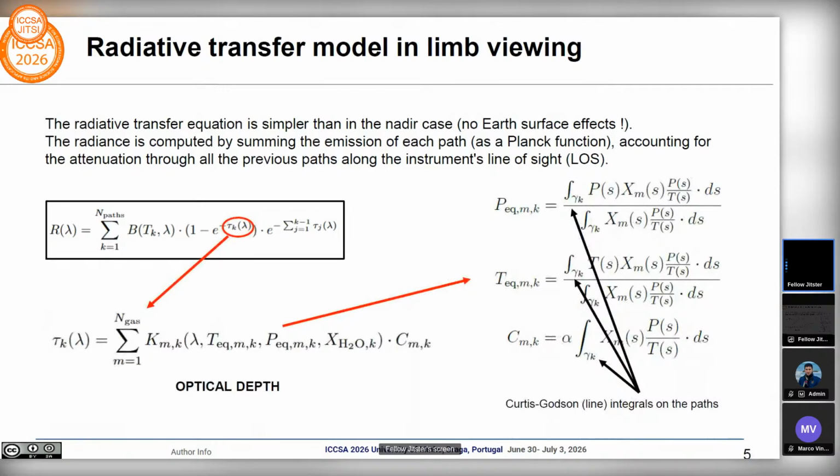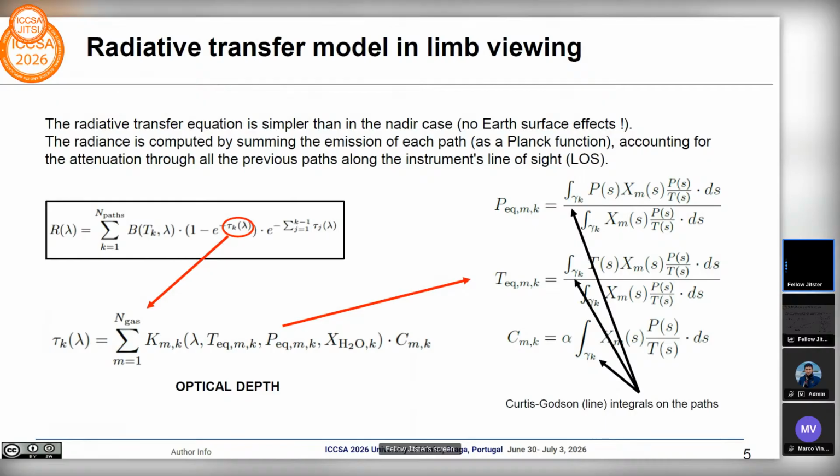Now, I want to focus on the more physical parameter of this equation, that is the optical depth. The optical depth essentially encapsulates all the gas properties of the atmosphere. It is proportional to the sum of the cross sections of the gases with a factor linked to their concentration. This parameter is essentially a function of temperature, pressure, and humidity. But for this kind of geometry, these properties are computed as a Curtis-Godson line integral.